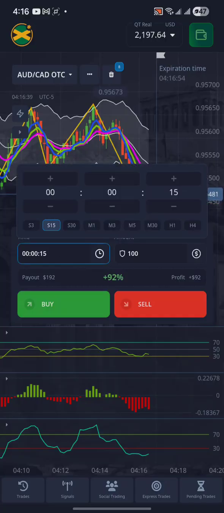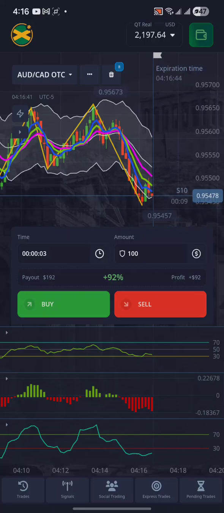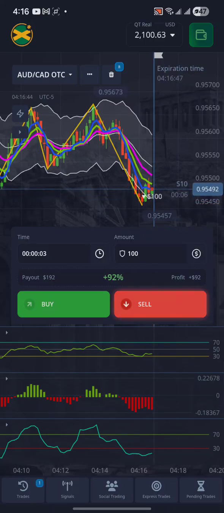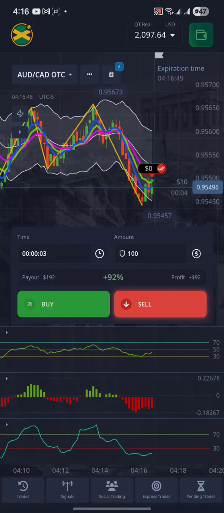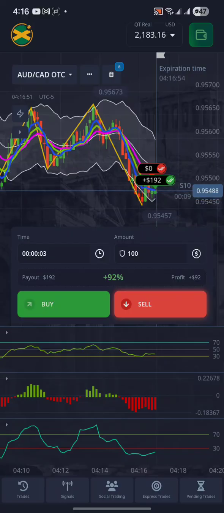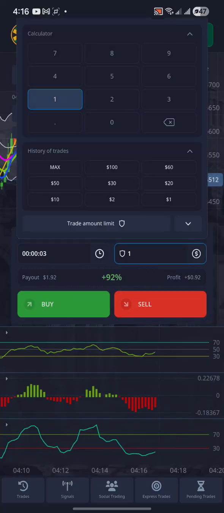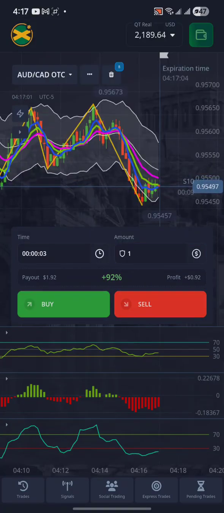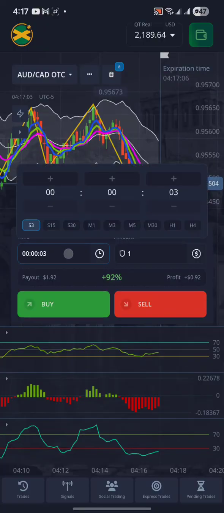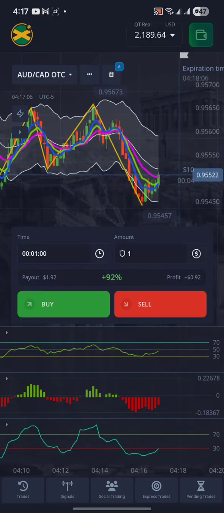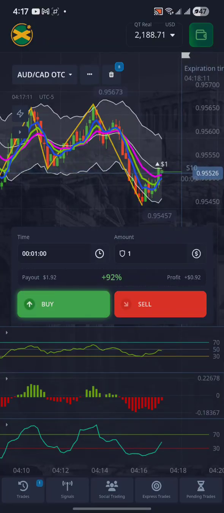Still a comeback, strong going down. But here, as we see, it starts to go back up. You can take a $1, just wait on the confirmation.